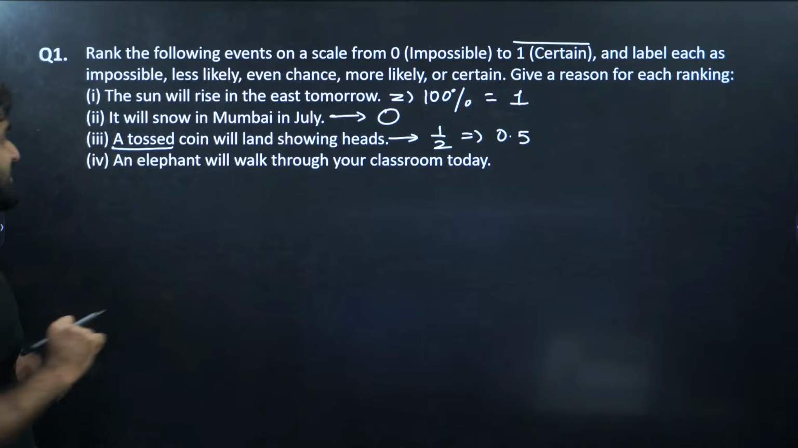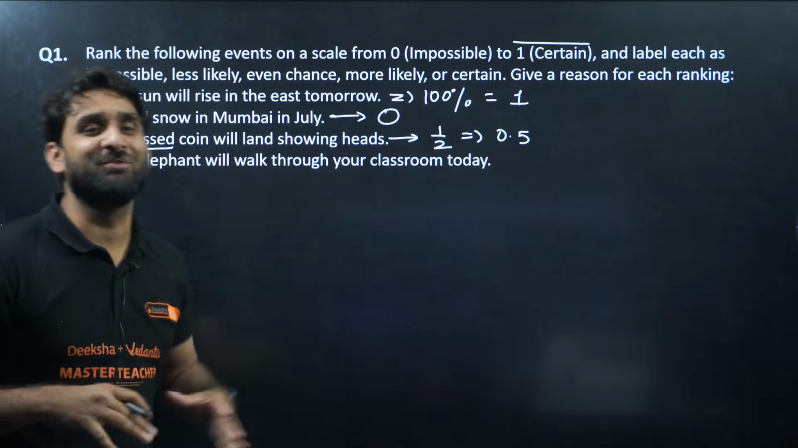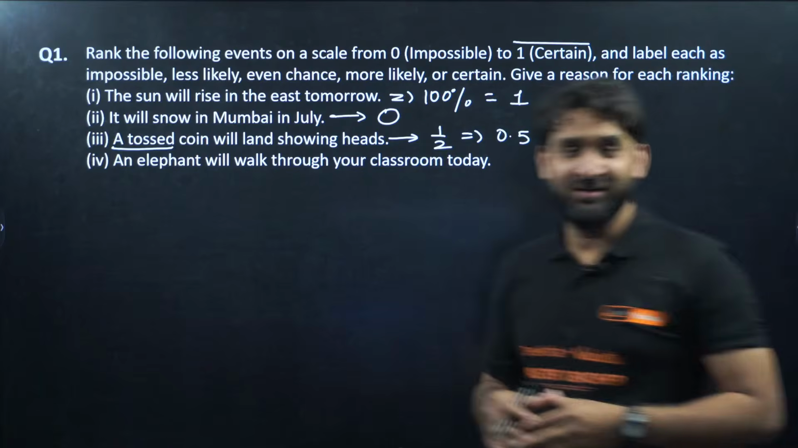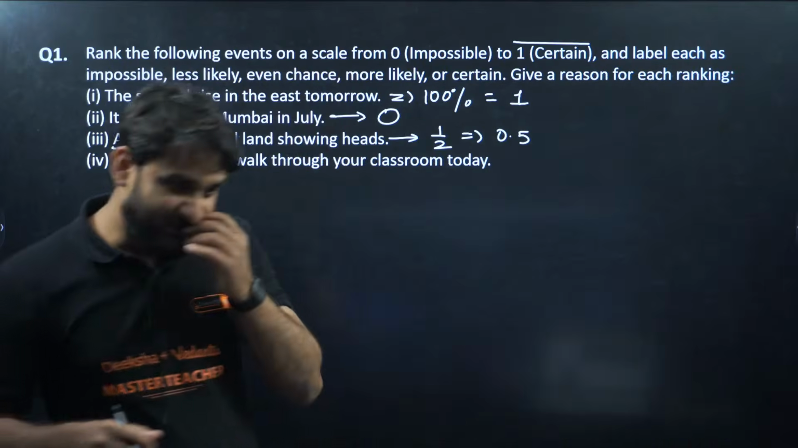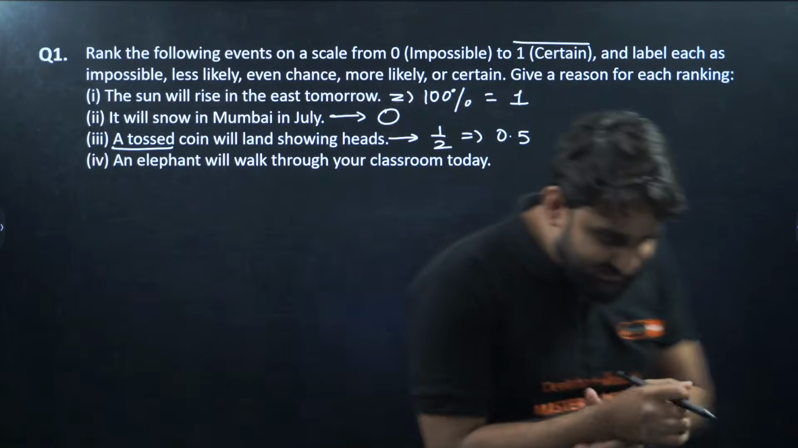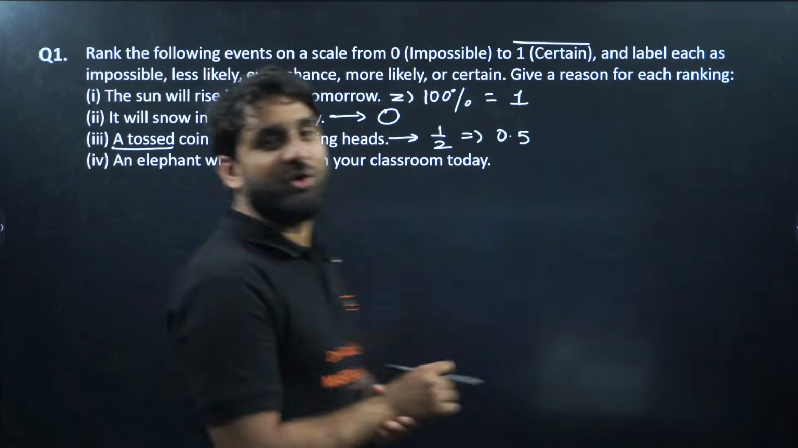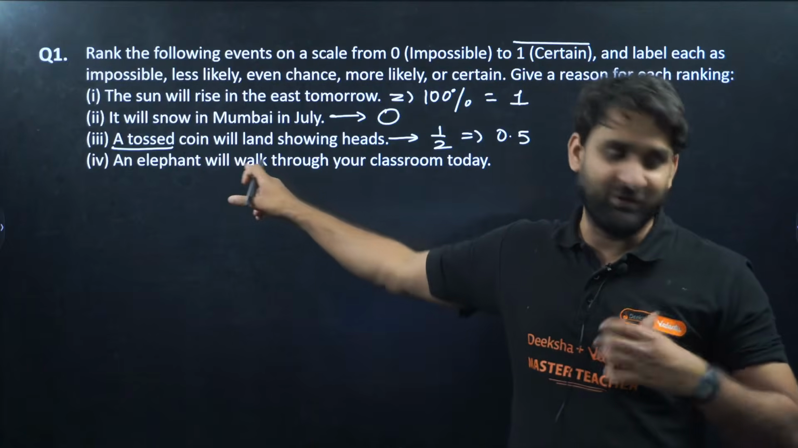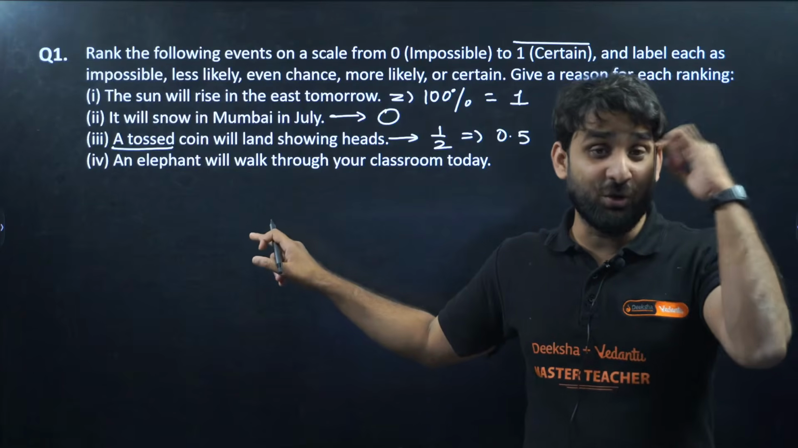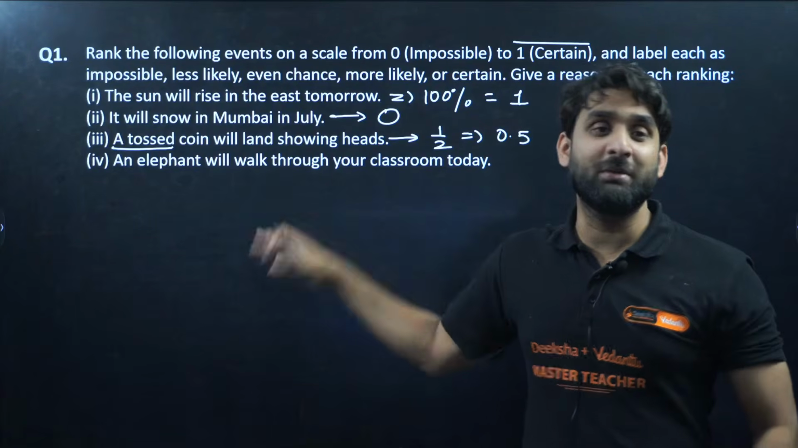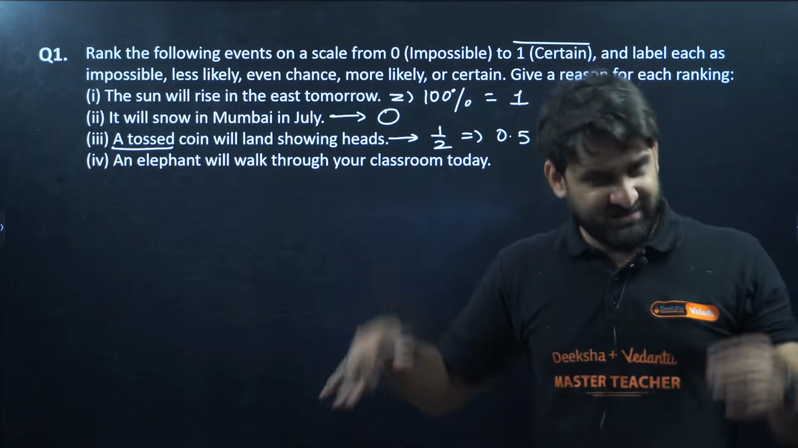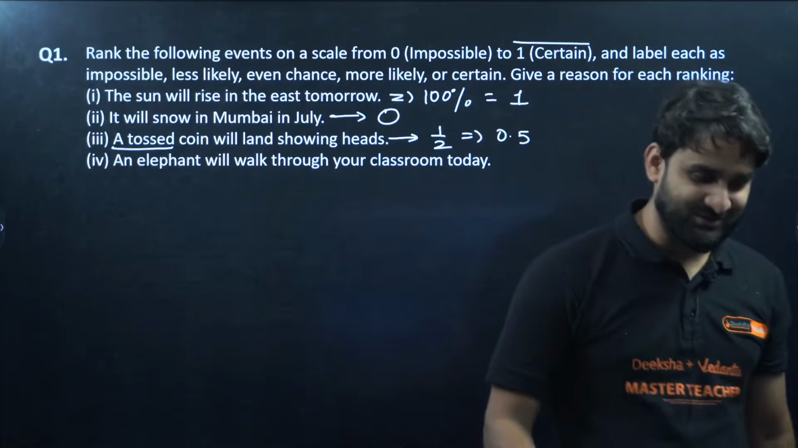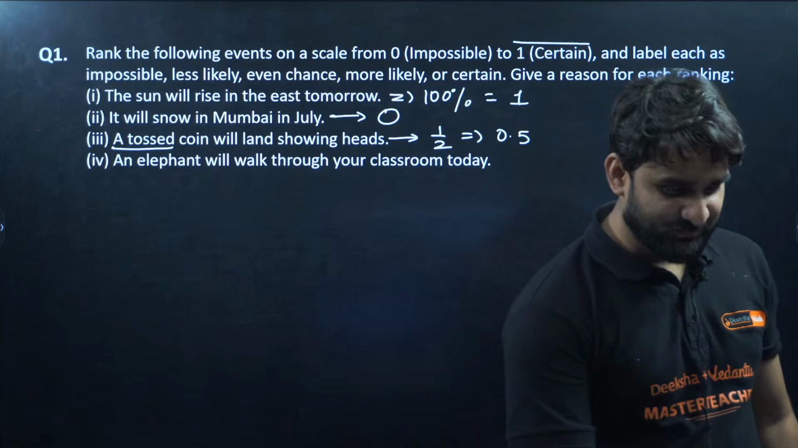Now, the fourth question. An elephant will walk through your classroom today. You know? Is it confirmed? No one knows, no? I'm so curious to know the answer to this fourth one from you guys. I want to check your mental ability. So what will be the probability? Is it confirmed that today an elephant will be passing through your classroom? No one knows this. Tell me what will be the answer.